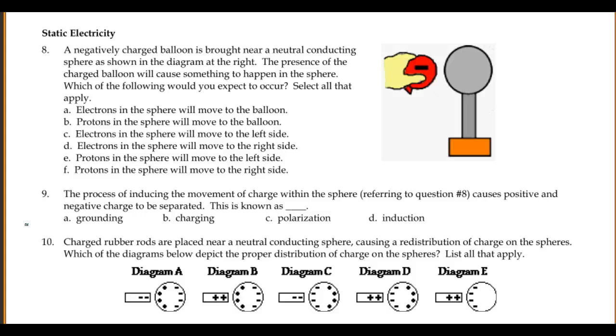Okay, so we have a negatively charged balloon again. We're going to bring it near this neutral conducting sphere, as shown to the right. So again, opposites attract, likes repel. Again, protons are not what's going to move. It's going to be the electrons that move.